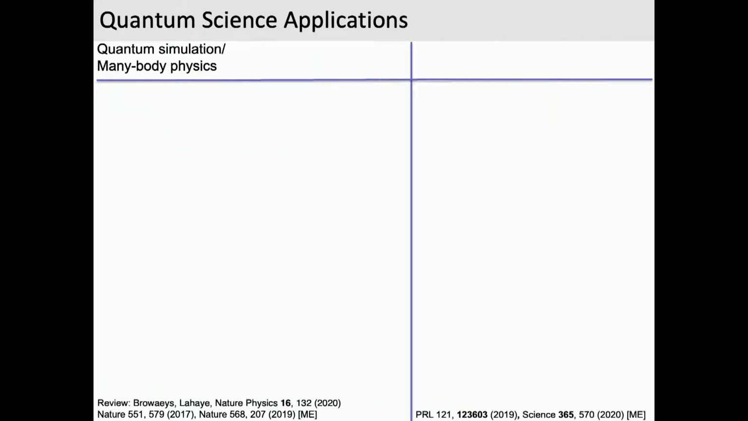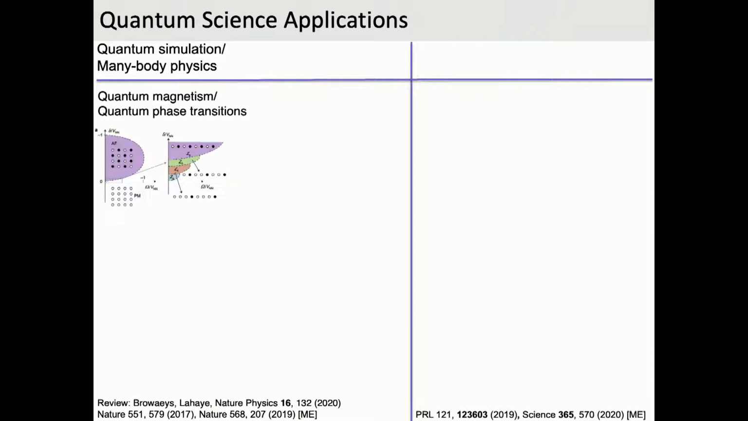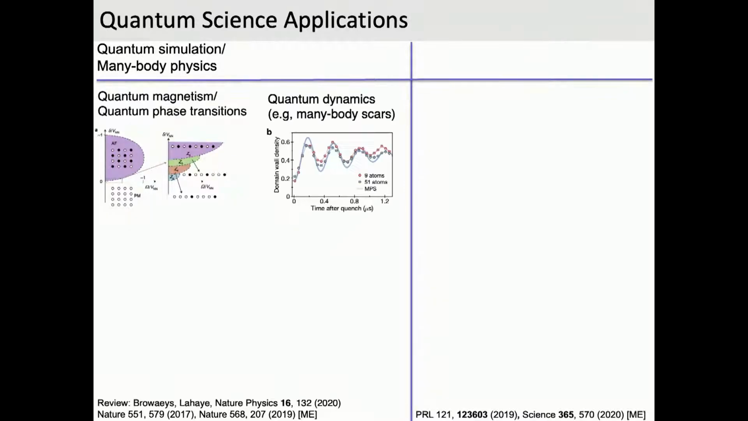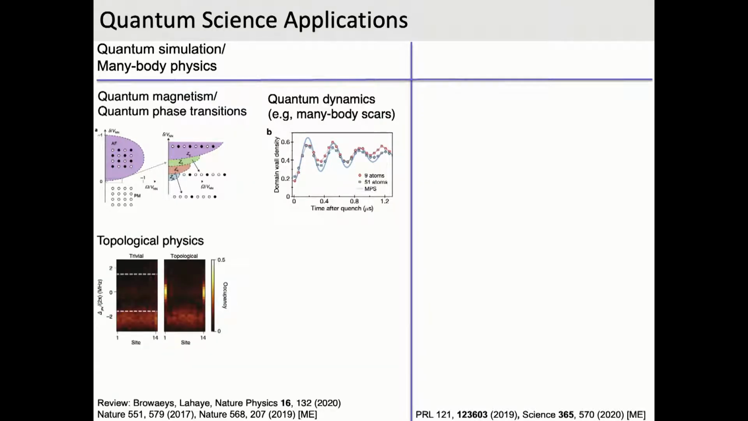So this has been used quite widely nowadays in various quantum science applications. The first one is really to study many-body physics in a kind of quantum simulation context. The most prominent, I think, is to look at quantum magnetism and phase transitions. There are many nice results on quantum dynamics, and there are also nice results now in topological physics with a slightly different Hamiltonian. And then there's a lot of open ground, I would say.